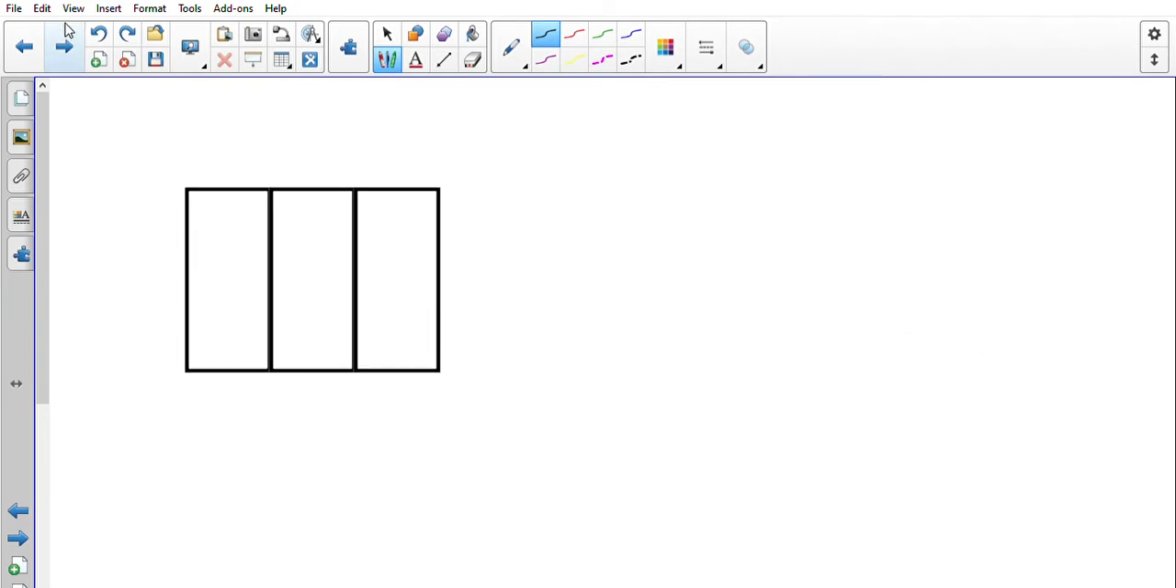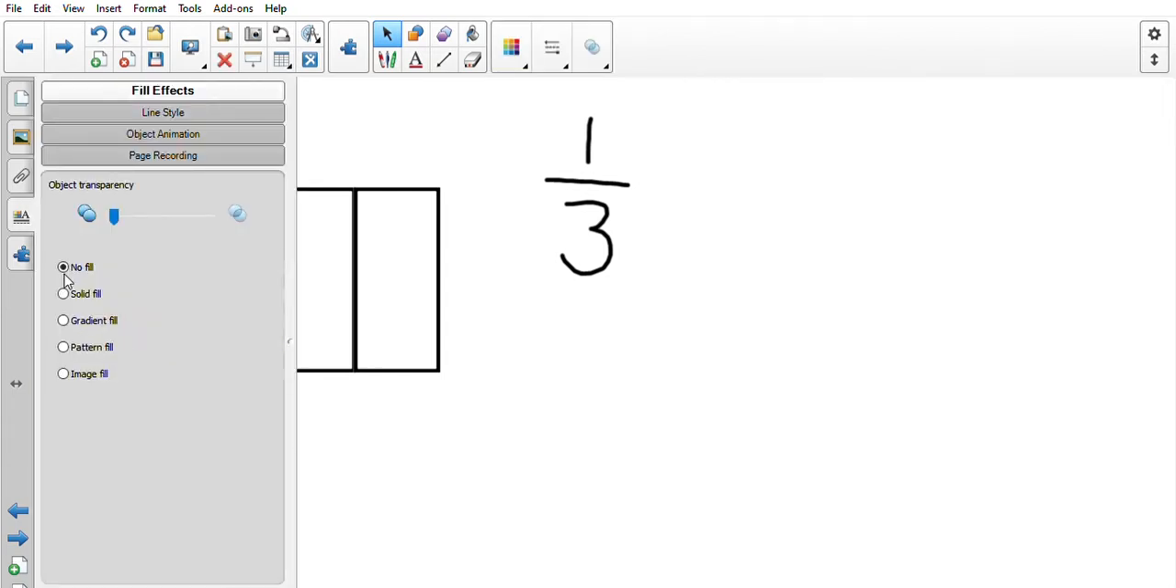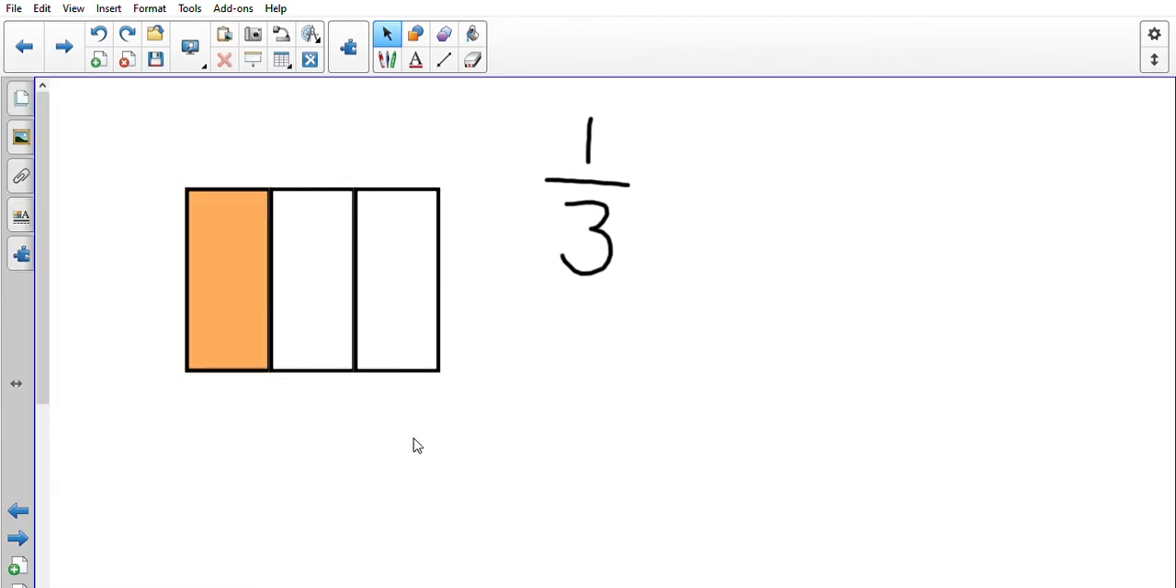Let's have a look at this one. So we've got another shape that's split into 3 parts. We haven't got any parts shaded at the moment, but I would like us to have 1/3 shaded. How much do I need to colour in to show 1/3 is shaded? That's right, I need to colour in 1 piece. Okay, so I'm going to change the colour of one of the pieces. So now we have 1/3 shaded.